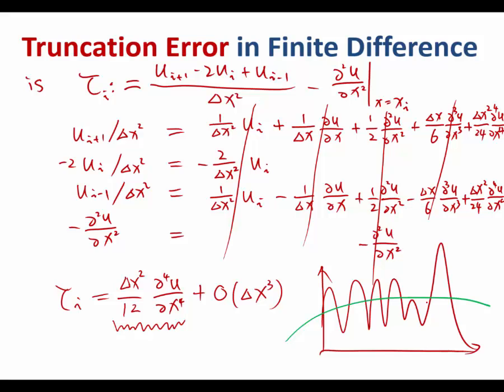Or if you want the same truncation error for both functions, what can you do? Yes, you need a smaller delta x for the red function than the green function. So if you have a smooth function, you need fewer grid points to resolve it, to have a small enough truncation error. If you have an oscillatory function, you need more grid points to resolve it. All right. Any questions on this?